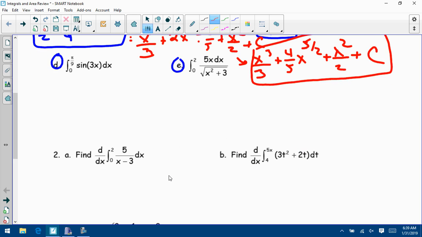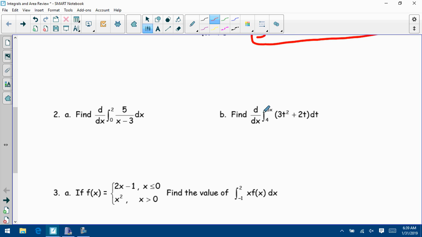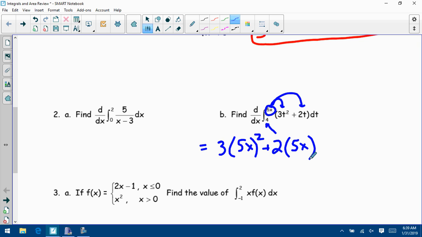I also wanted to talk about, let's look at 2b here. 2b, find the derivative of an integral. How do you do that? Well, since the bottom's a constant, all I have to do is take that upper piece, plug it in wherever there's a t. So 3 times 5x squared plus 2 times 5x. But since that's not just an x up here, it's 5x, what do I also have to multiply it by?